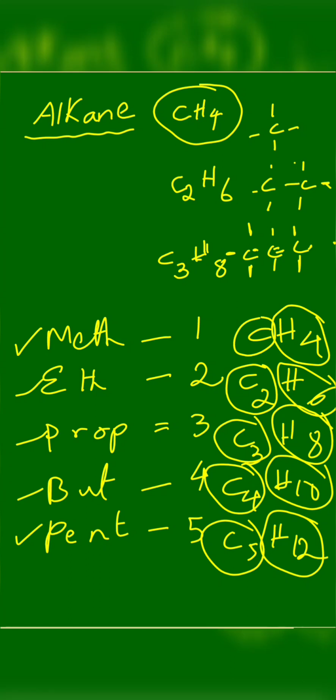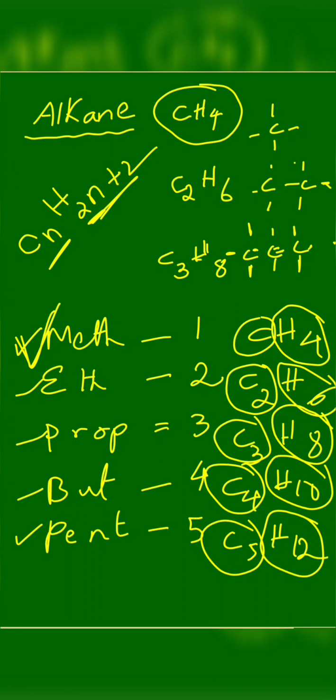And the general formula is CnH2n+2. That means if n is 1, in case of methane, C1 H2 into 1, that is 2, plus 2 is 4. So methane is CH4. In the same way, in case of ethane, you put n as 2, you get H6.